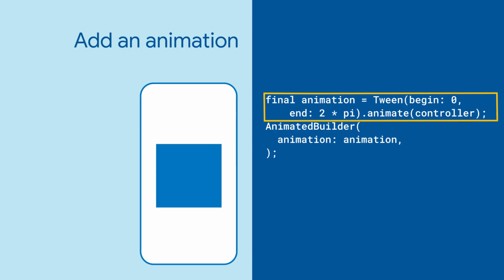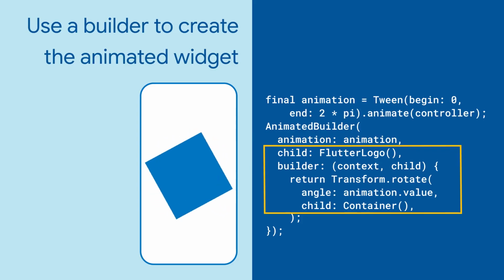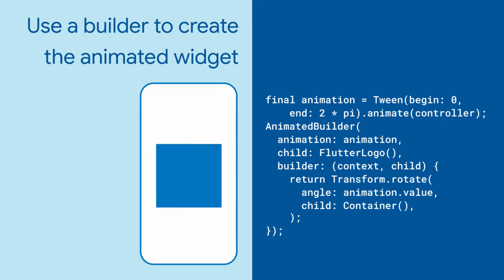First, we give it an animation. Here we're using a tween. And this animation cycles through 0 to 360 degrees in radians. Give it a builder that will return the animating widget. Here we're using the rotate transform to create a spin effect.